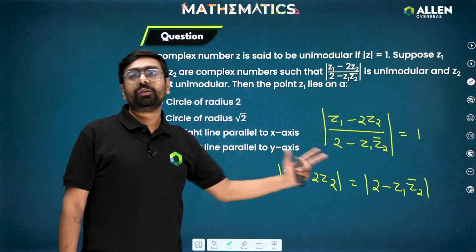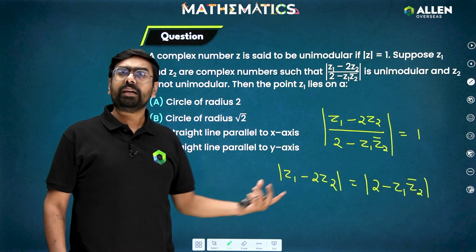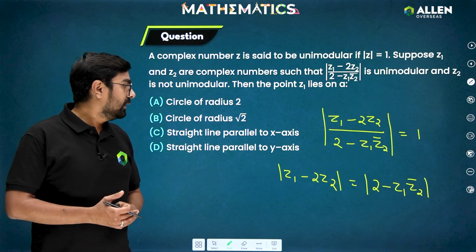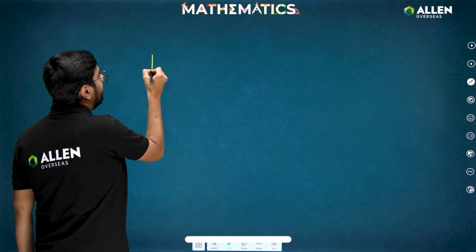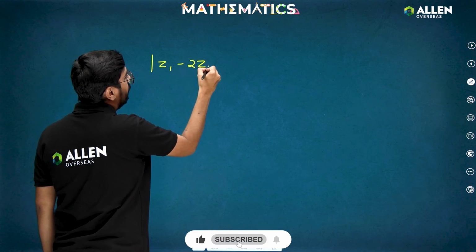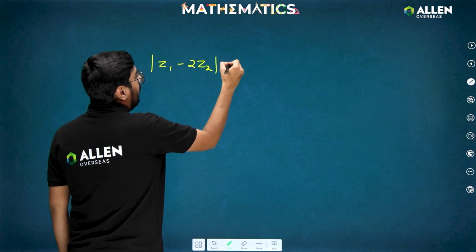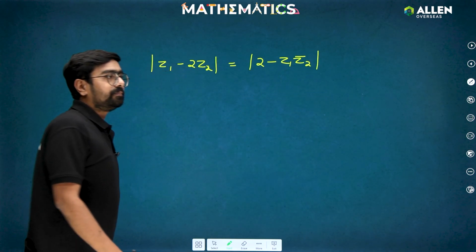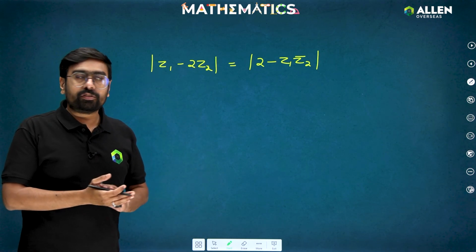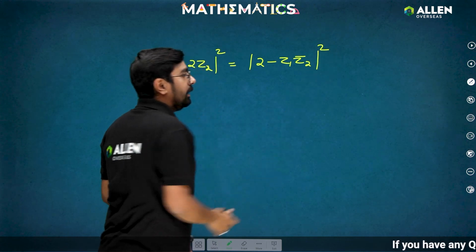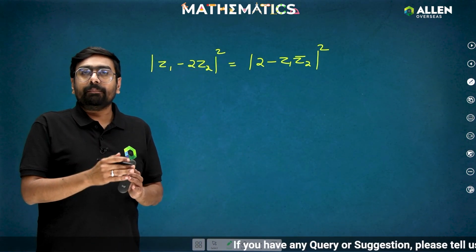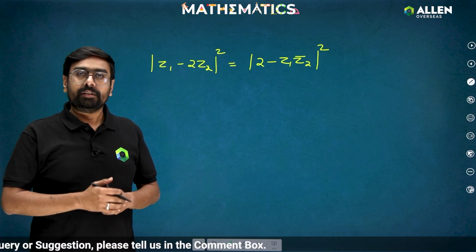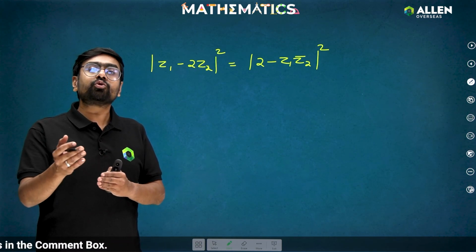Now I am going to square both the sides. Whenever you see mod on both the sides, one suggested approach is that you square on both the sides and some solution will come out. On the left side I have mod of (z1 minus 2z2), and on the right side mod of (2 minus z1 z2 conjugate). I quickly can think of one thing: a complex number multiplied with its conjugate results in the square of the mod of that complex number. Simply z into z conjugate is equal to the square of mod of z.